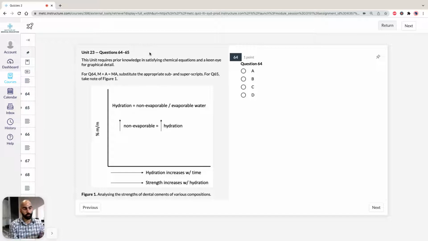But with these questions at hand, it's kind of two parts. The first part is just to employ some simple chemistry, I guess, to satisfy some chemical equations. Second part is to have a keen eye for graphical detail. So we're told in the first half that to make these dental cements, we have to mix a metal oxide with an acidic liquid.